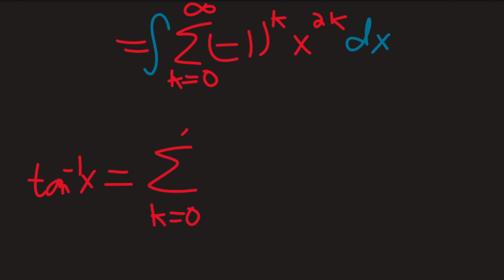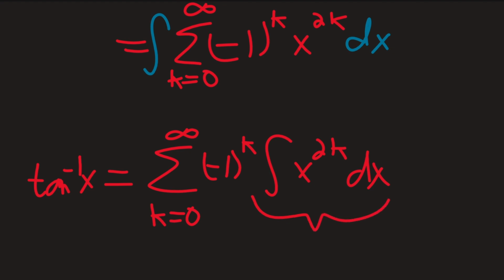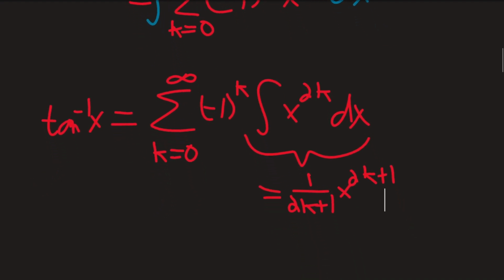So we have the sum from k equals 0 to infinity of negative 1 to the k times the integral of x to the 2k dx. And this right here is really simple to evaluate. After all, it is just going to be power rule. So this is just equal to 1 over 2k plus 1 times x to the 2k plus 1. I would write plus c, but since inverse tangent of x is 0 at 0, our c is just going to be equal to 0, so I'm just going to omit it, period.